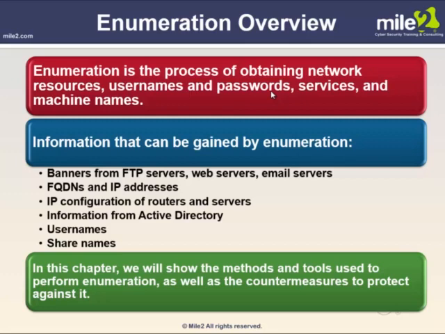We have the fully qualified domain names and IP addresses. We have IP configuration of routers and servers, and information from Active Directory using LDAP, your Lightweight Directory Access Protocol, which runs on port 389. We can also get usernames and share names available too. So here we're going to be showing you methods and tools used to perform enumeration, as well as some of the countermeasures to protect against this.